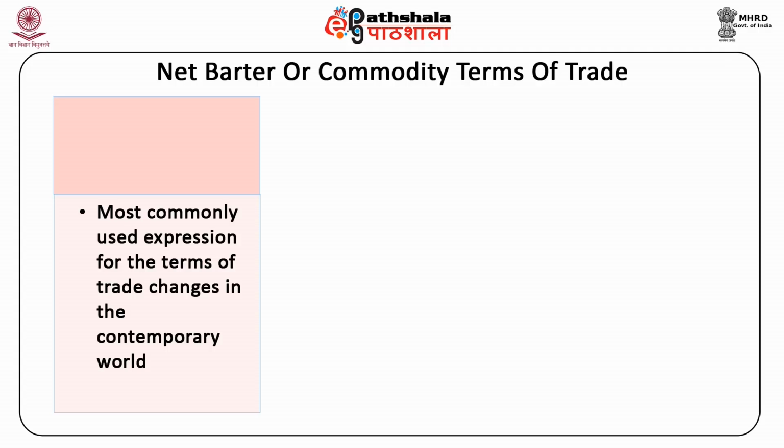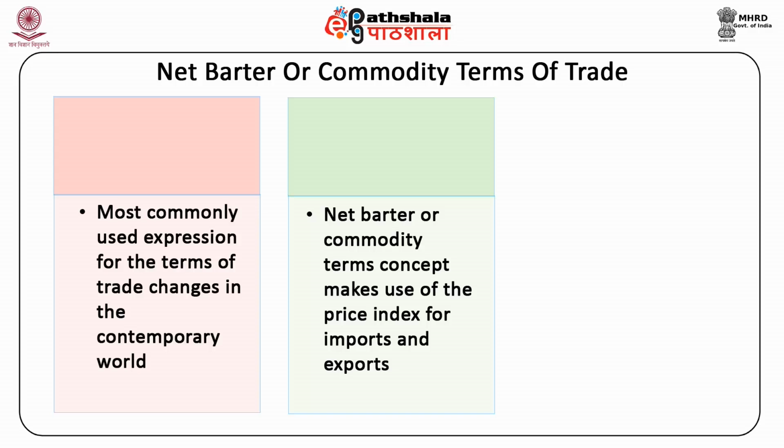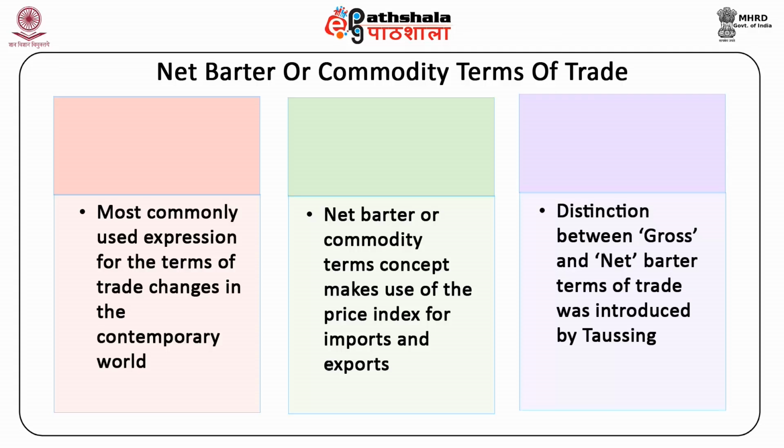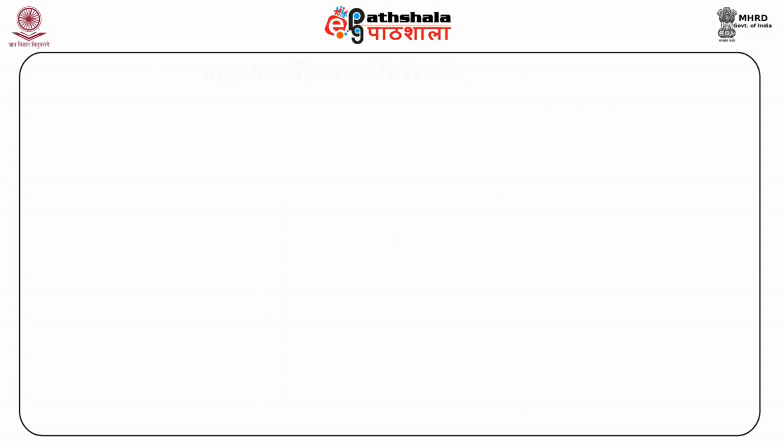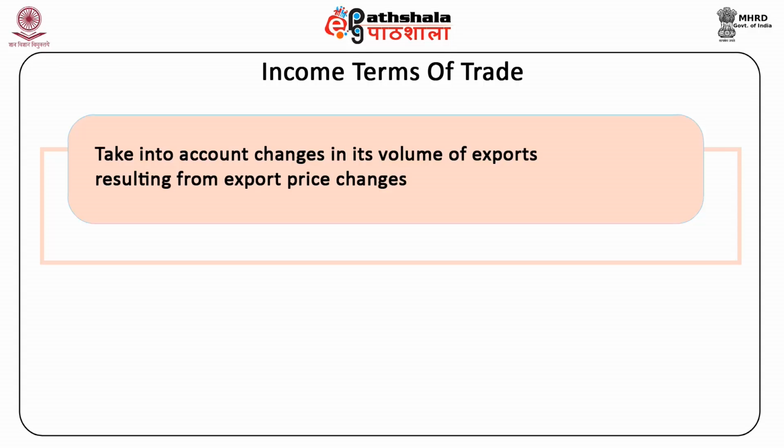The gross barter terms concept uses quantity index for imports and exports, whereas the net barter or commodity terms concept makes use of the price index for imports and exports. The distinction between gross and net barter terms of trade was introduced by F. W. Taussig in 1927.